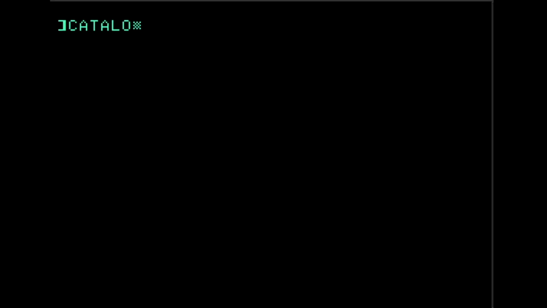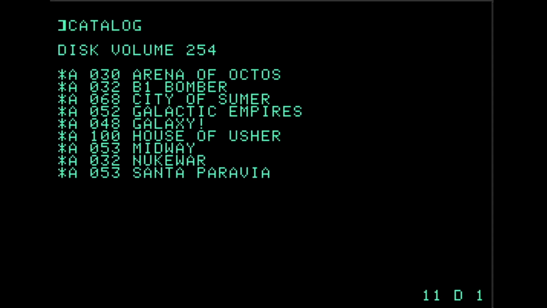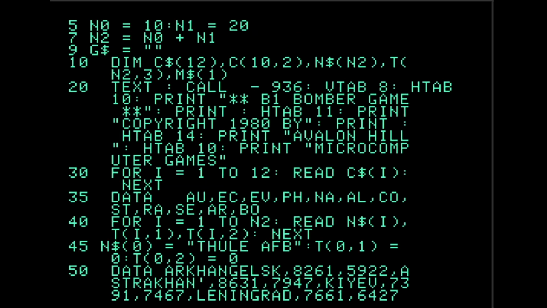All right, let's take a look at B-1 Nuclear Bomber. So, of course, I have it on my disc of pirated Avalon-Hill games. Sorry, Avalon-Hill, I was 10. What do you want? We can look at the source code. This game was written in AppleSoft BASIC. It's a fairly dense program.